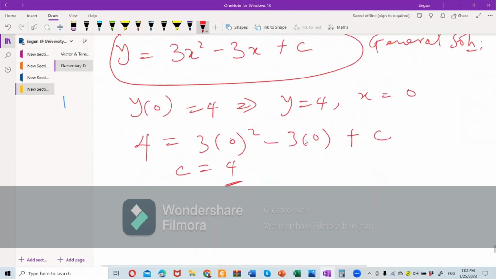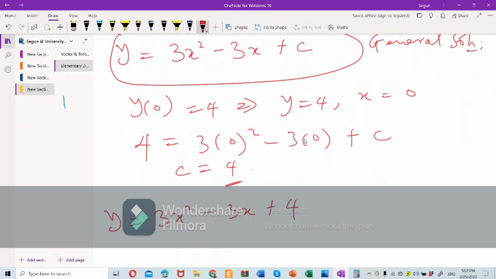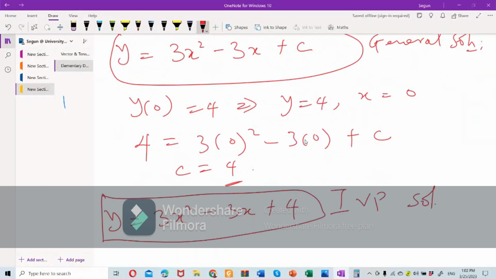I hope you are following me. My c is equal to 4. So I can write boldly here that y equals 3x squared minus 3x plus 4. So this is my IVP solution. You have a lot, like I told you, of this type of question there.